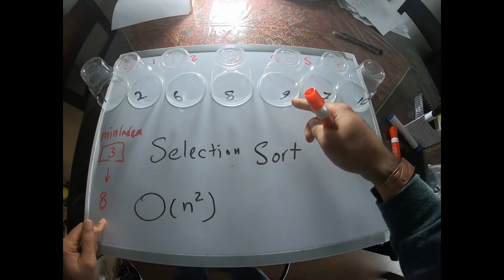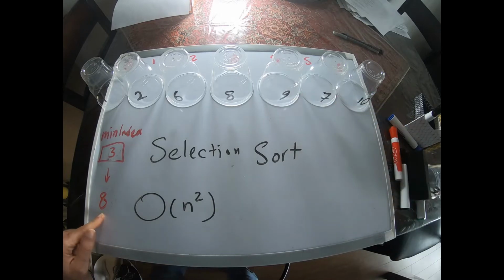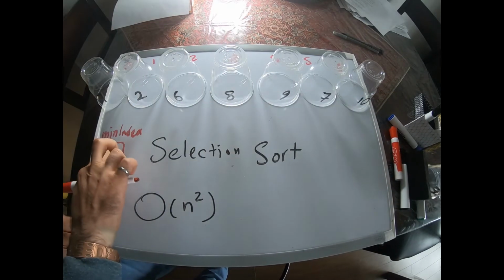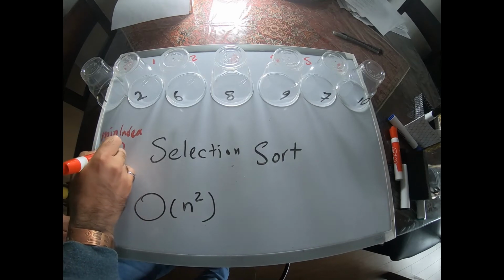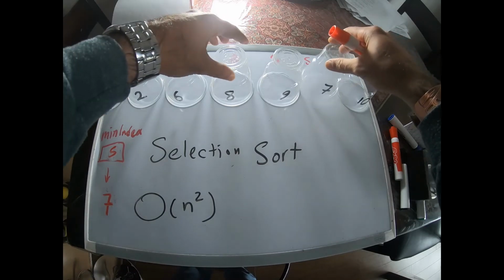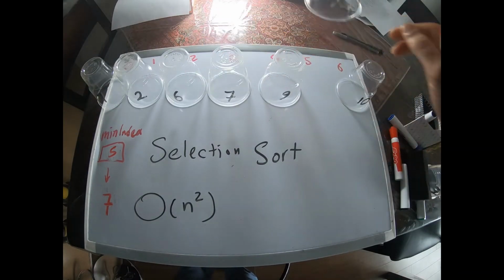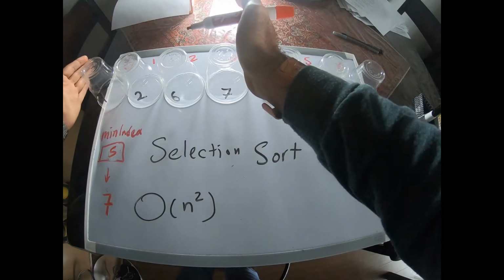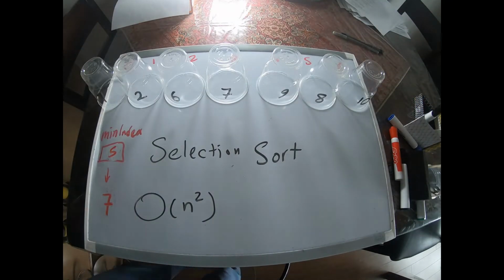So 8 and 9, no changes. 8 and 7, I need to change the min index. The minimum number is 7, and the index would become 5. 7 and 10, no changes. So what do I do? Swap these two. This part is sorted, this part is not sorted.